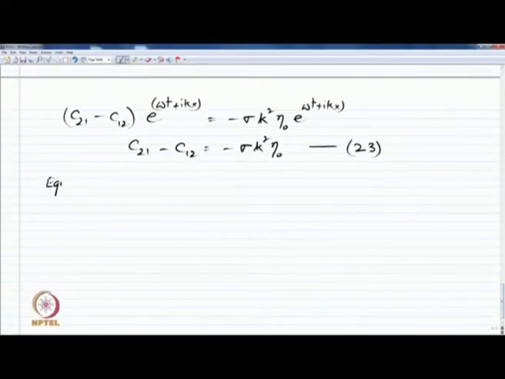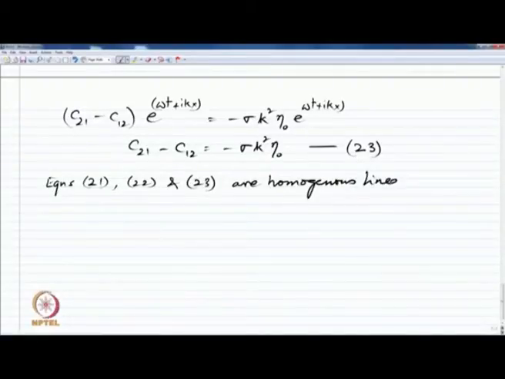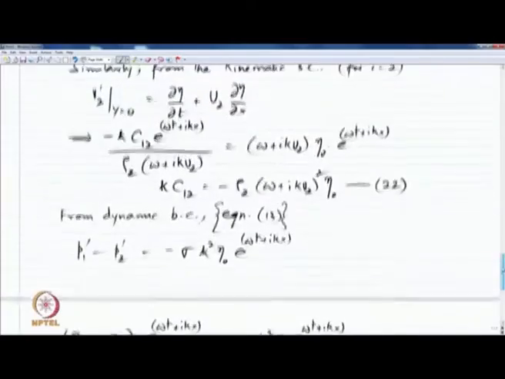So, just as a quick recap, equations 21, 22 and 23 are homogeneous equations, and we have 3 equations in 3 variables C12, C21 and eta naught, and we want to find a solution that is non-trivial where neither of these quantities goes to 0. So, there are 2 ways of doing this. Any time I have 3 equations in 3 variables, the only time you have a non-trivial solution is when the determinant of the coefficients goes to 0. That is one way of solving it, and that is probably the most general way of solving it.